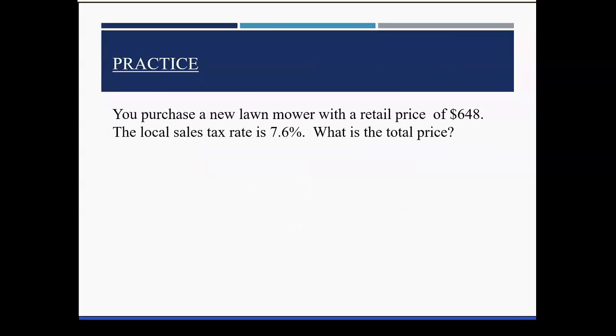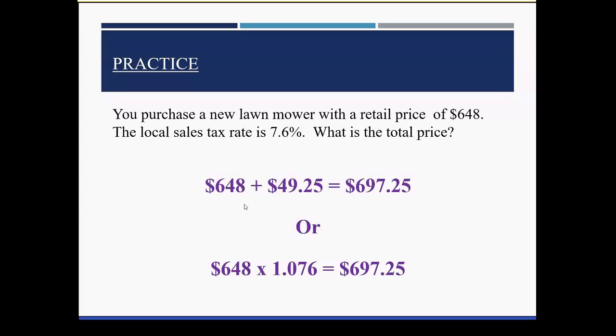Here's another one, just like that. And it's sales tax again, so we're going to do the 100 plus. So the new lawnmower has a price of $648 with a local sales tax rate of 7.6%. What's the total? So they're asking for that. You could do it either way. You can do it with a 2-step or the 1-step. I did it both ways actually.